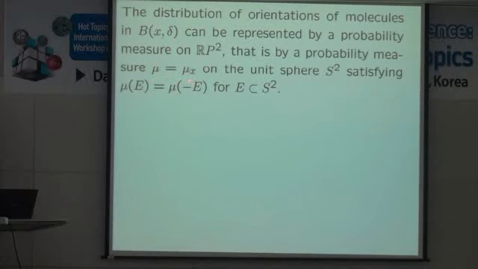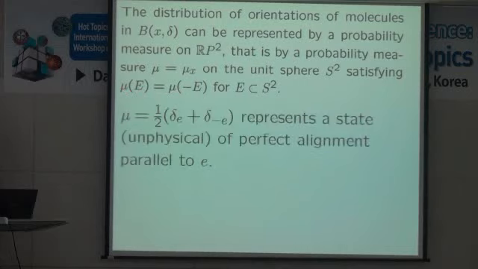So it's a probability measure. So a probability measure on RP2 can be thought of as being a probability measure on the unit sphere, which is symmetric. Namely, it gives the same measure to a set E as to minus E. So one example would be mu is half a Dirac mass at the vector E plus a Dirac mass at the vector minus E. So that represents a state of perfect alignment parallel to E. Okay, and we have this average here in order to make sure that it satisfies this symmetry condition. So this state of perfect alignment one would usually regard as unphysical, and we'll see that this arises later in what I'm going to do.